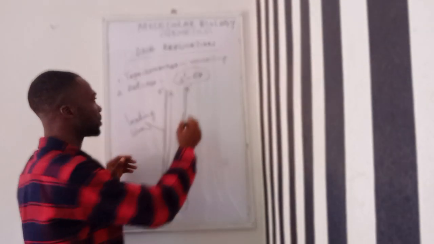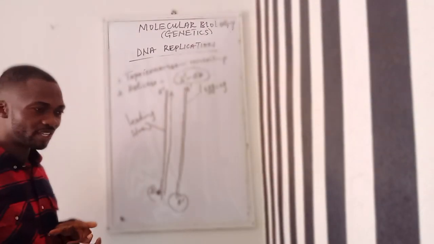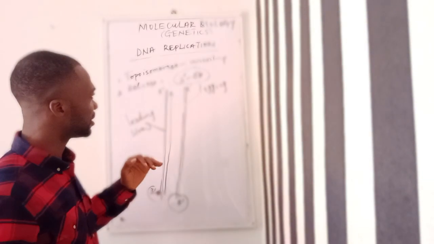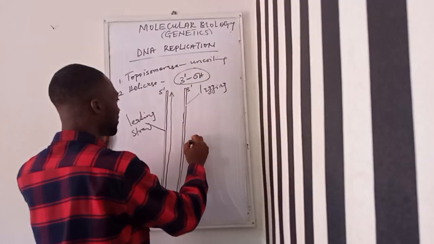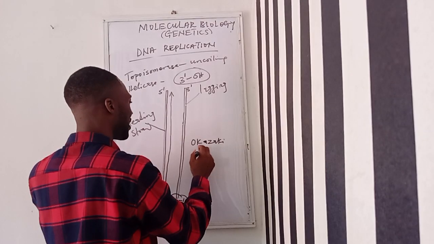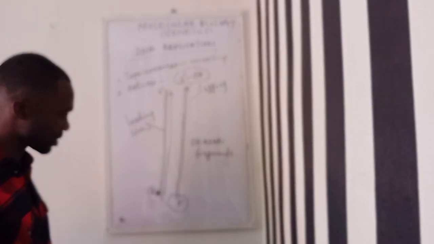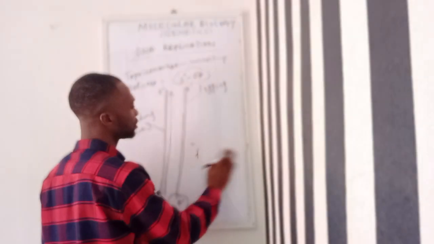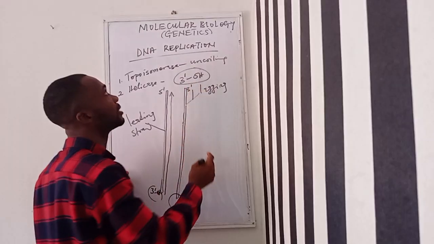the replication on the lagging strand, this one is called the lagging strand, is not continuous. The replication now occurs in the form of fragments. This fragment is what they call the Okazaki fragment. The replication now occurs in the form of what we call the Okazaki fragment. So instead of going direct this way, the replication occurs this way.